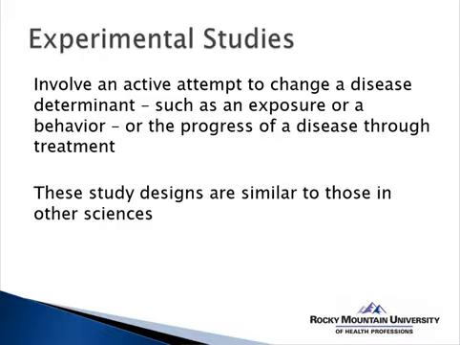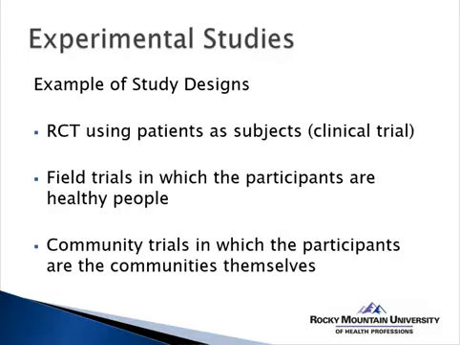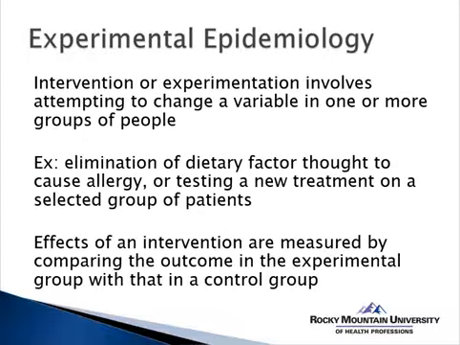Experimental studies involve an active attempt to change a disease determinant, such as an exposure or a behavior, or the progress of a disease through treatment. These study designs are similar to those in other sciences: randomized controlled trials, field trials, and community trials. So we have clinical trials using patients, field trials using participants that are typically healthy, and community trials using communities themselves.